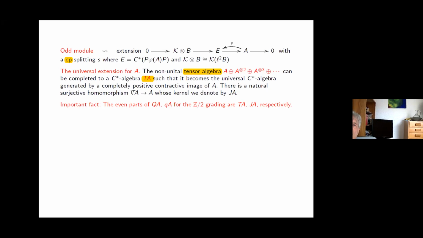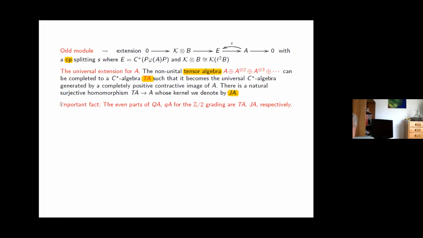From the tensor algebra, you get a natural homomorphism to A, which is just, in the tensor factors, you multiply all the elements together. So it's just a multiplication map. So that's a natural homomorphism from the tensor algebra to A, which also passes to the C-star algebra completion. And the kernel of this map is the universal ideal in an extension, and it's denoted by JA.